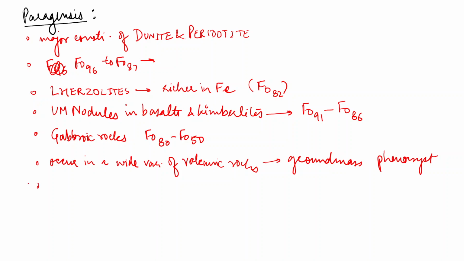Then most magnesium rich olivines, of composition FO94 to FO85, occur very commonly in ultramafic, ultrabasic komatiite lavas. They are very commonly found over here. While the Fe-rich olivines occur in both alkaline and acidic plutonic and hypabyssal rocks.